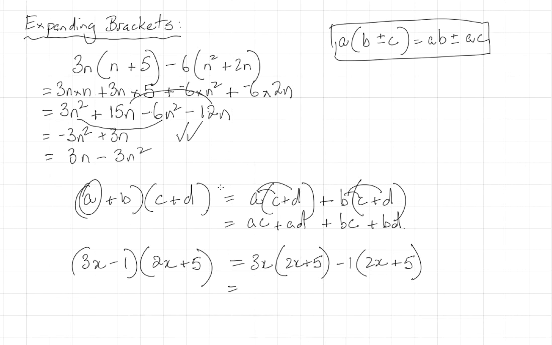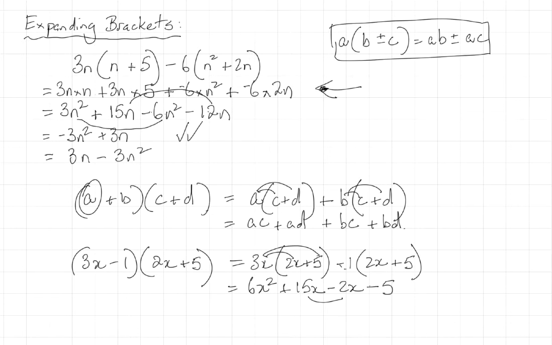Now rather than write an intermediate line like I did up here, I'll just go straight to this line. So 3x times 2x is 6x squared. And then 3x times 5, this plus comes down, 3x times 5 is 15x. And then we've got negative times a positive. Negative 1 times 2x is negative 2x. And negative 1 times plus 5, a negative times a positive is negative 5.